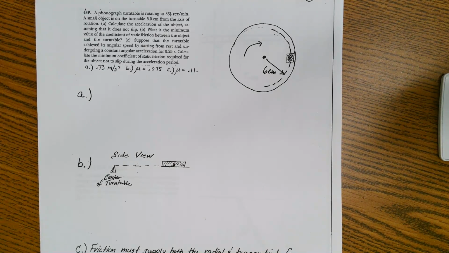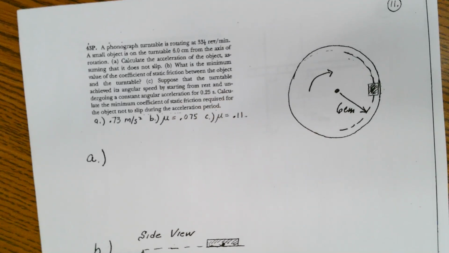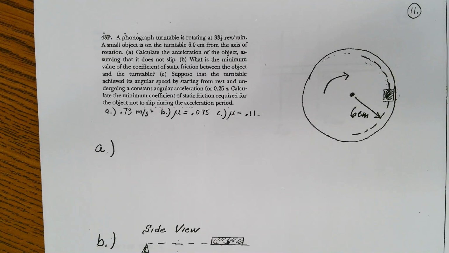So we have a phonograph turntable rotating at 33.333 RPM, right? Revolutions per minute. A small object is on the turntable 6 centimeters. Now centimeters you got to watch, right? Because it's not a meter here. From the axis of rotation.